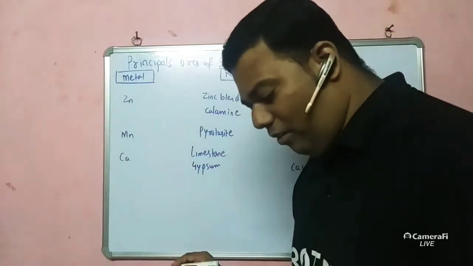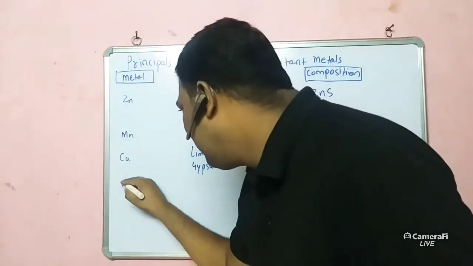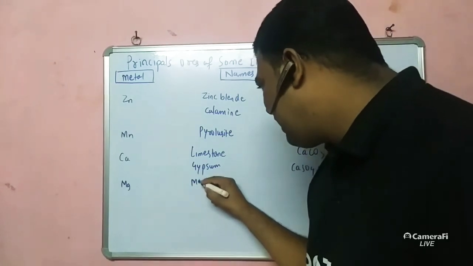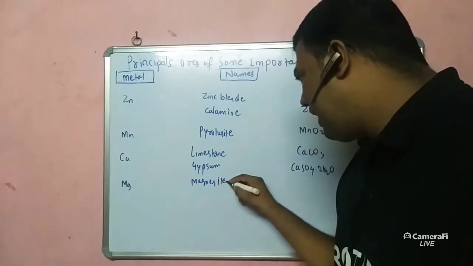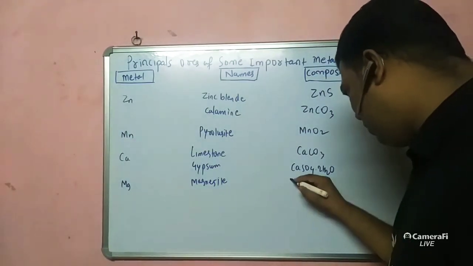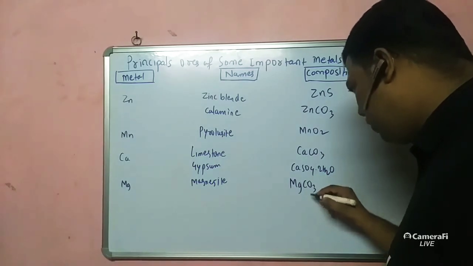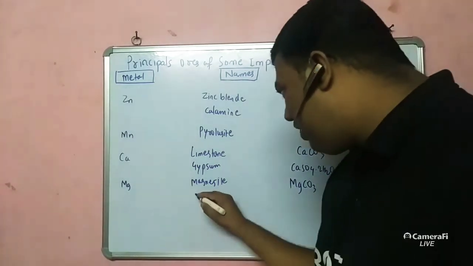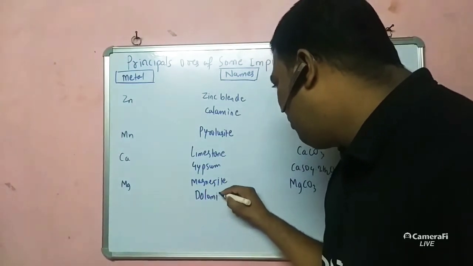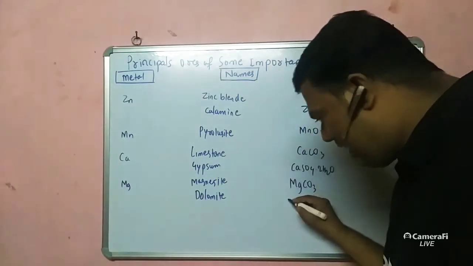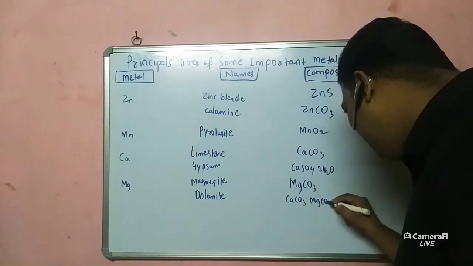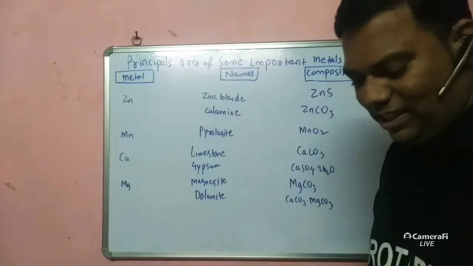Now we will discuss Mg. I hope you are concentrating. Mg ore is magnesite, having the formula MgCO3. One more ore of magnesium is dolomite, having the formula CaCO3·MgCO3. I hope you understood this clearly.